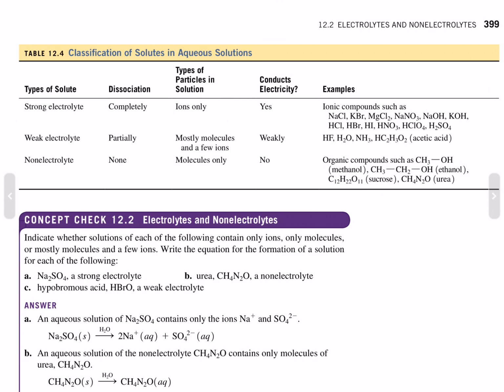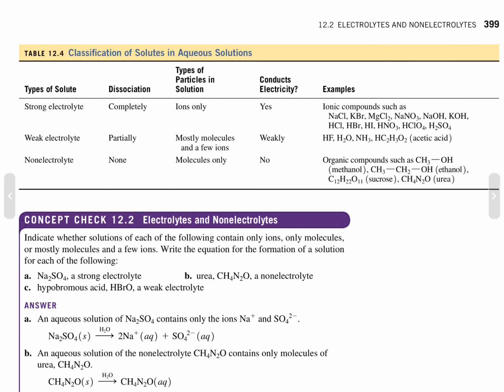Strong electrolytes dissociate completely into ions, and they do conduct electricity. Strong electrolytes include sodium chloride, potassium bromide, magnesium chloride, sodium nitrate, potassium hydroxide, sodium hydroxide, hydrochloric acid, hydrobromic acid, hydroiodic acid, nitric acid, chloric acid, and sulfuric acid.